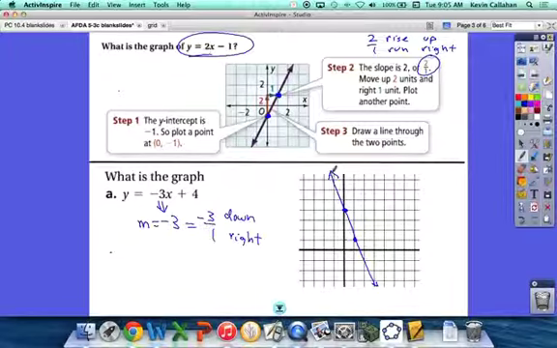We don't need to make a table of values. That's what we do when we did this as a function rule. We had to make a table of values, plug in a few x values, calculate the y values, plot the points. We don't have to do that now. If it's in this form, it should be a pretty quick process. Y-intercept, slope, draw a line.